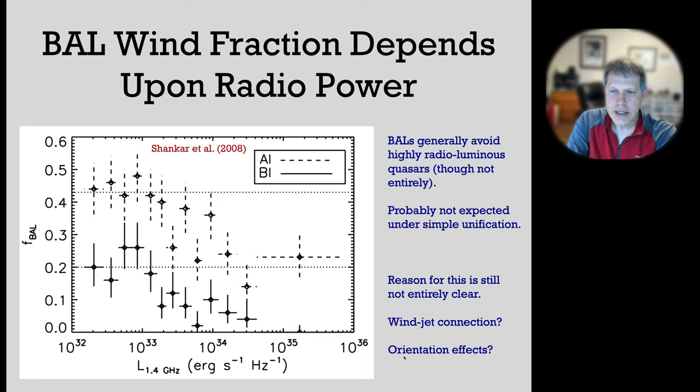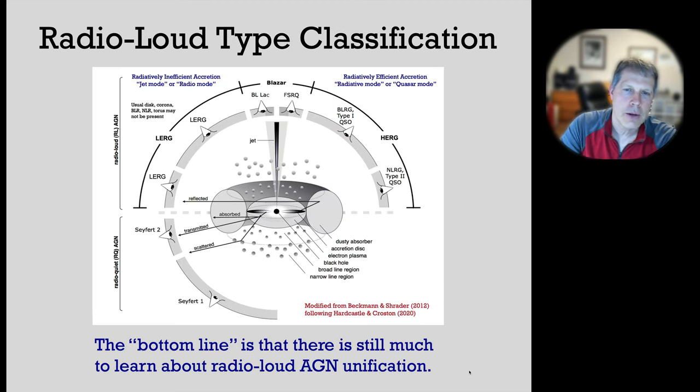Another possibility is that this might be explained by orientation effects. If that's the case, then maybe you could rescue the unified model by invoking complex orientation effects. That's why I cautiously use the word probably here. But this is another challenge for the radio-loud quasar unification model. And there are plenty of others as well on the LERG side, which I haven't even talked about, for example. The bottom line is that there is still much to learn about radio-loud AGN unification.